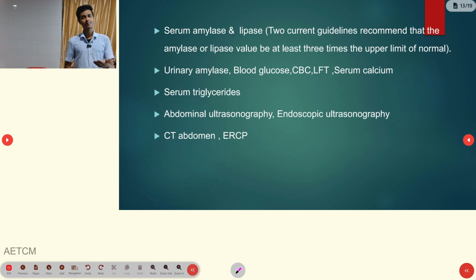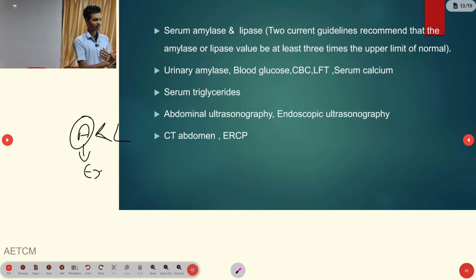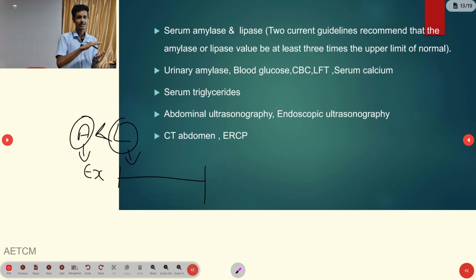So as we told, amylase and lipase levels we can check, 3 times higher than normal. Moreover, compared with amylase, lipase has more accuracy in pancreatitis. Why? Amylase is easily excreted through our urine. And lipase is also excreted, but it gets reabsorbed. Because of that, lipase will be long standing, so the elevation will be long standing.